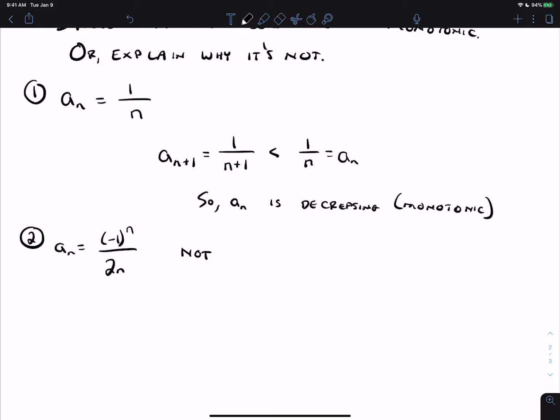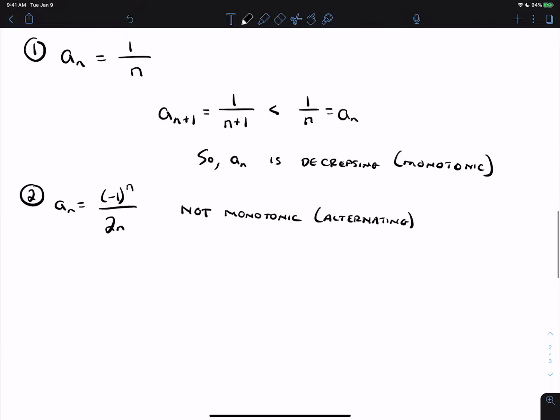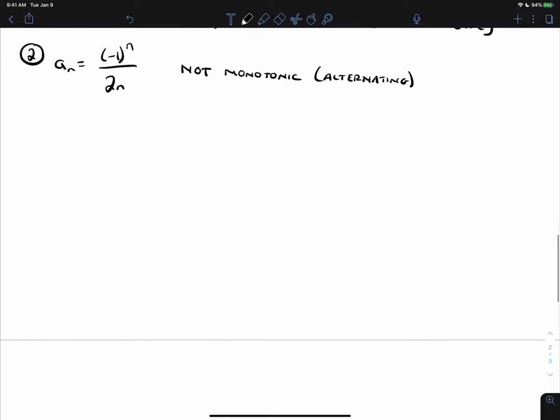And so this is alternating positive, negative, which means it's not monotonic. So it's not always increasing and it's not always decreasing. And our explanation as to why is that it's alternating. Okay, let's look at a third problem.